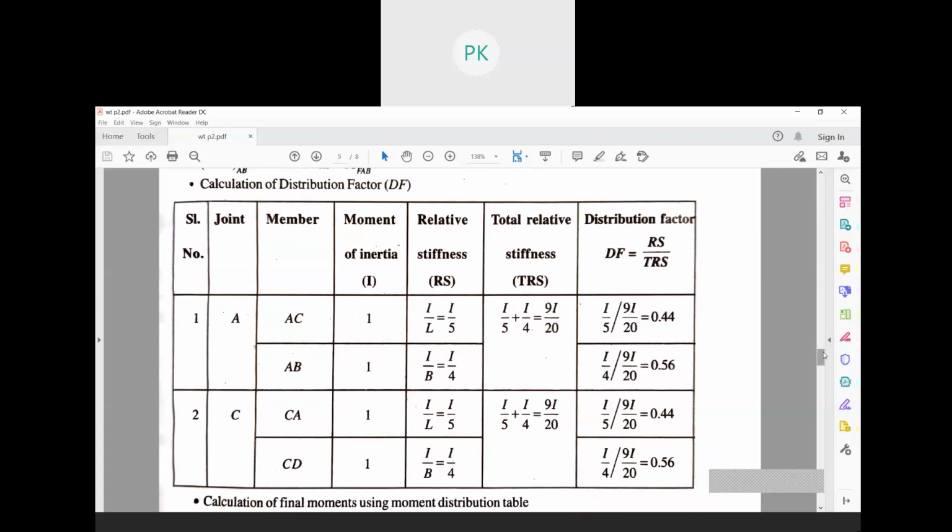Then relative stiffness. This relative stiffness is I divided by length. So I divided by length we shall take. For AC, the length is 5 meter. For AB, the length is 4 meter.